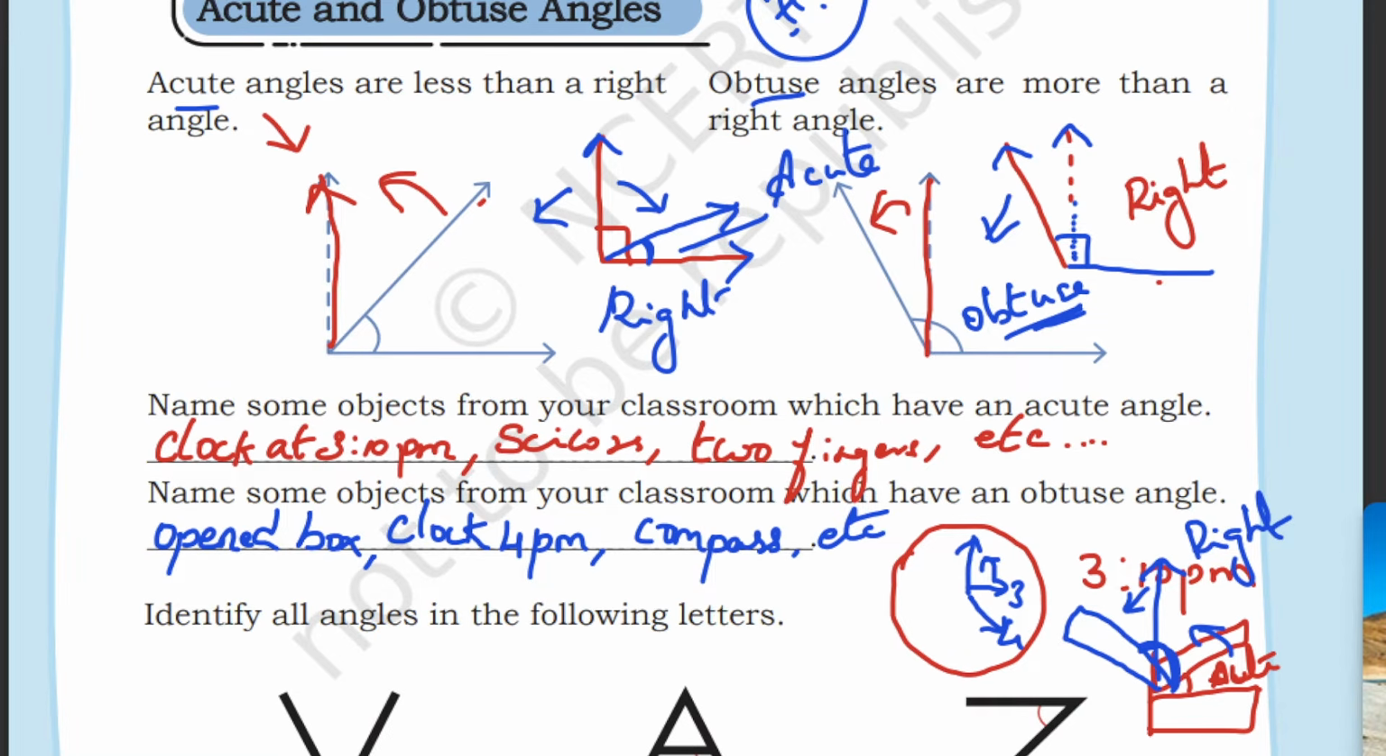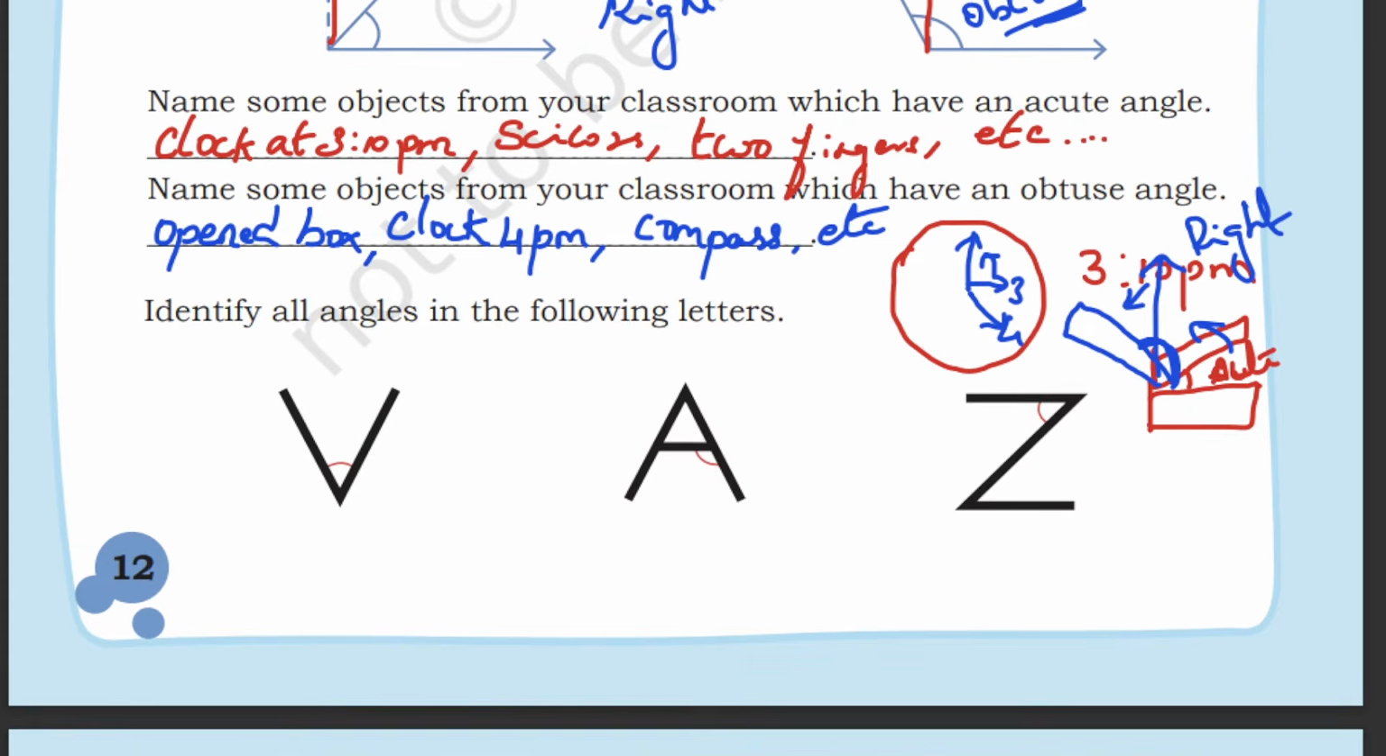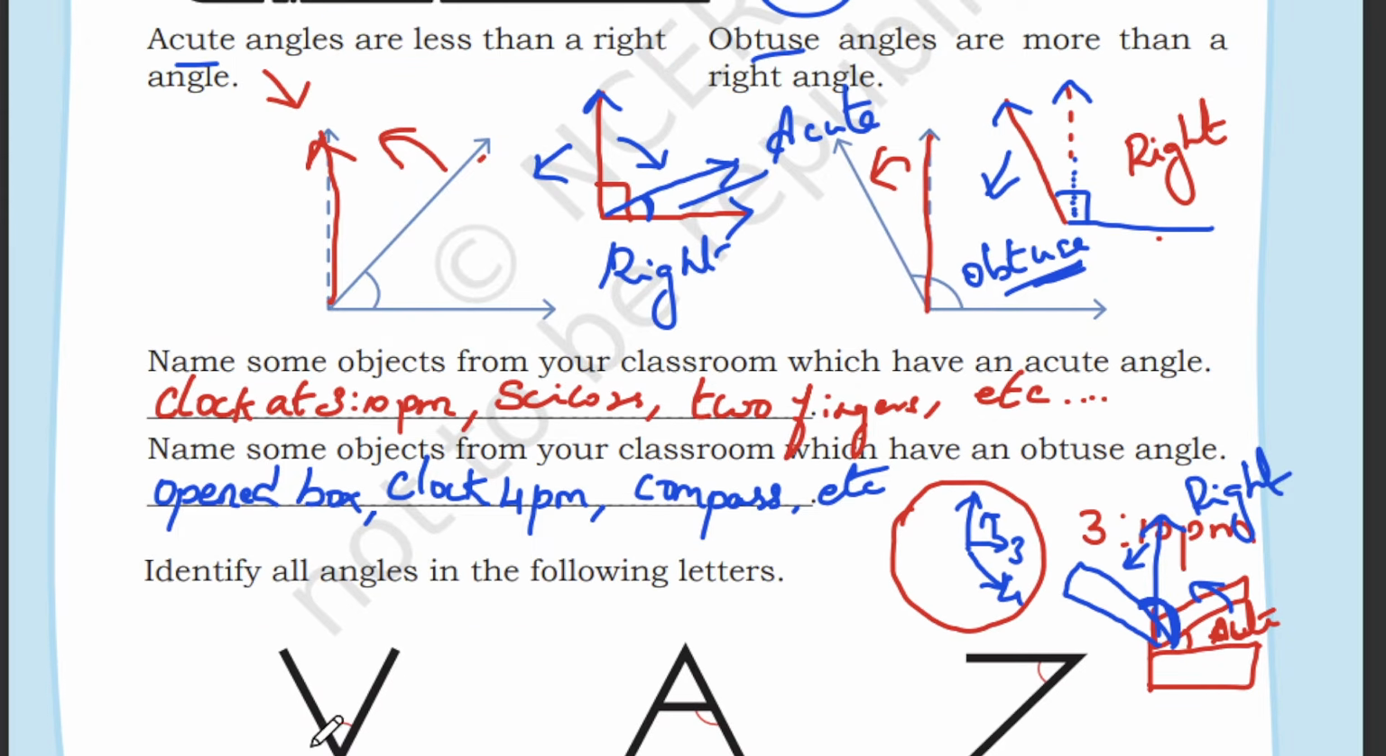Okay. So next one, identify all angles in the following letter. So we have to identify all the angles. So here we have the first one. So if you draw a line here, this makes a straight angle. So this one is a right angle. So this one is lesser than a right angle. So this is called an acute angle.